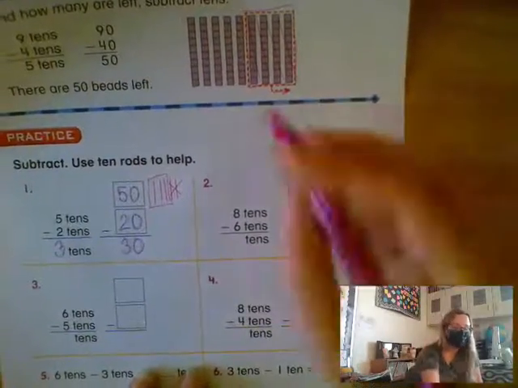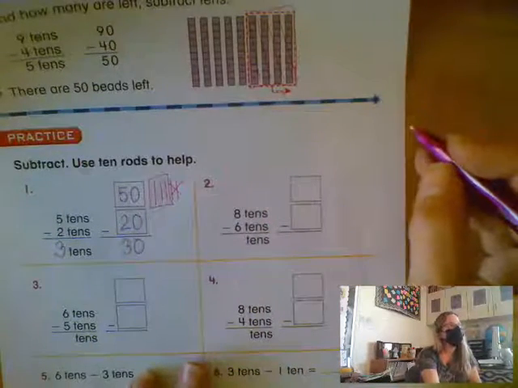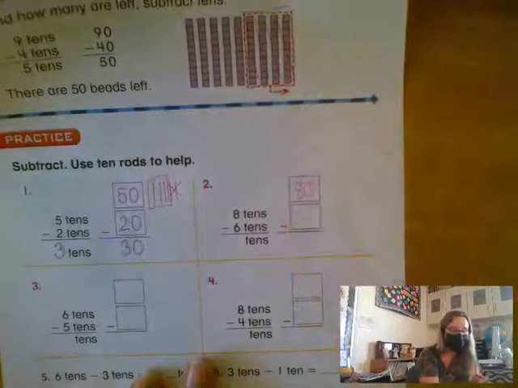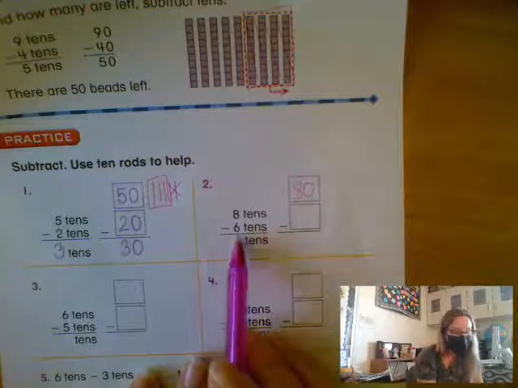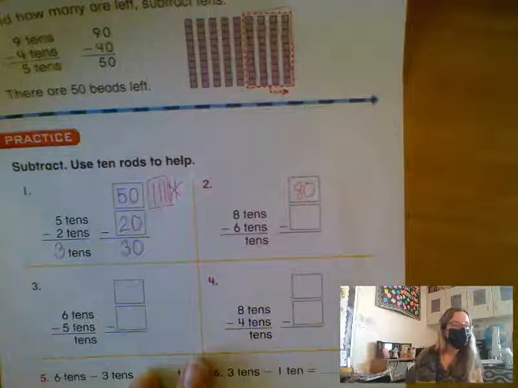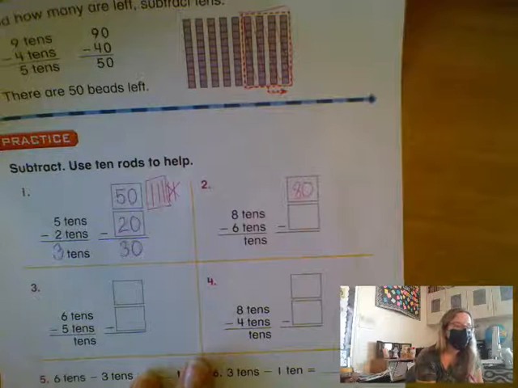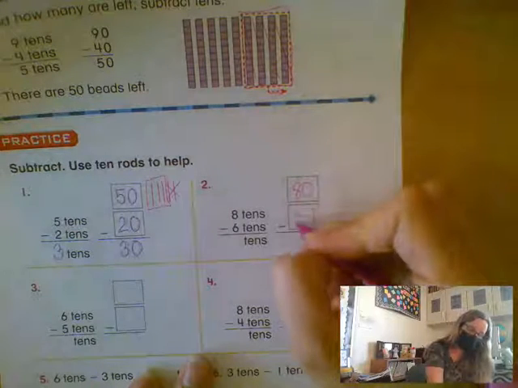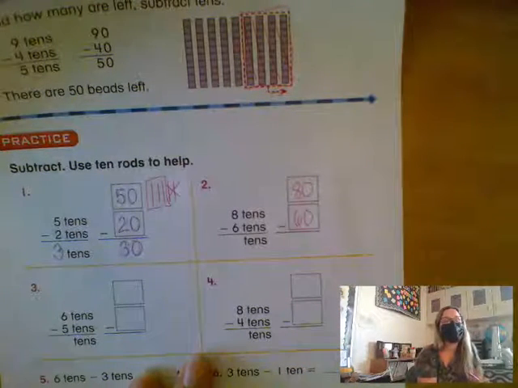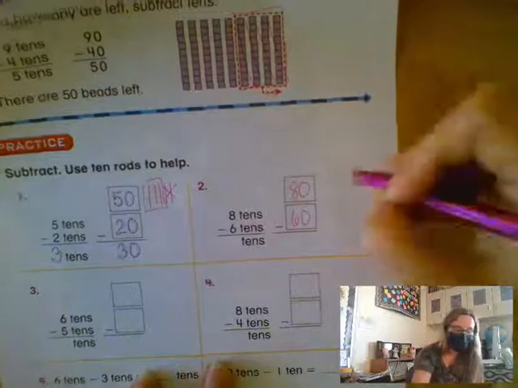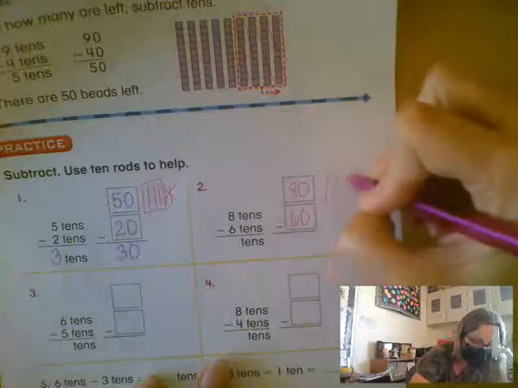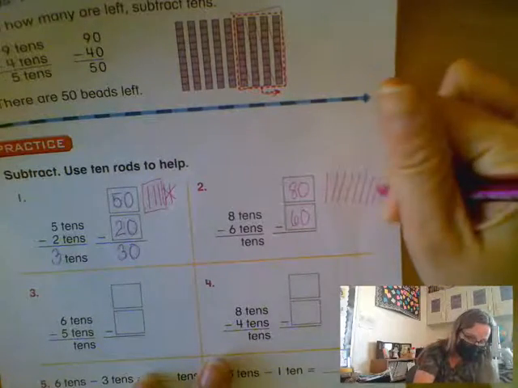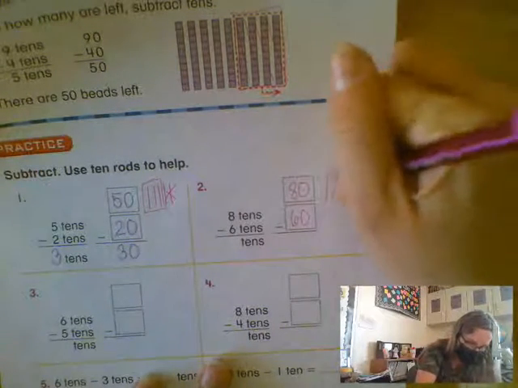Matteo, 8 tens equals how many? 80. So everybody put 80 in that first box. Emma, 6 tens equals how many? 60. Beautiful. So put 60 in your second box. Now let's draw our 10 rods. 10, 20, 30, 40, 50, 60, 70, 80. Take away 10, 20, 30, 40, 50, 60.